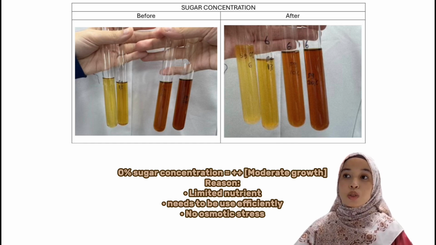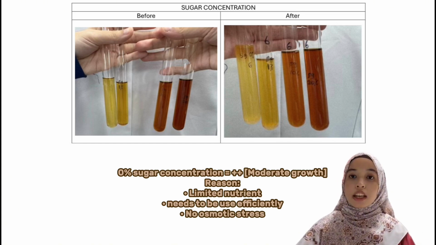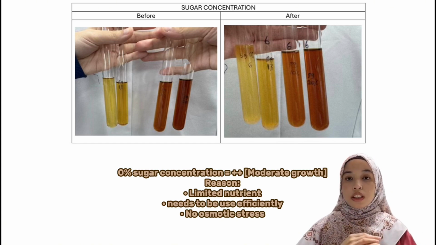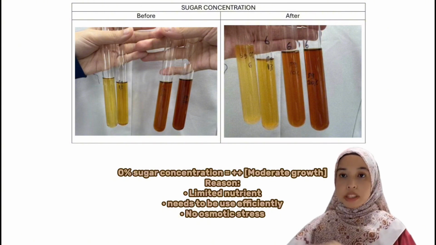In 10% salt concentration, there is moderate growth. This is because there is limited nutrient, which causes the E. coli to need to use the nutrients efficiently. In 20% sugar concentration, there is moderate growth, for the same reason, and there is no osmotic stress happening.